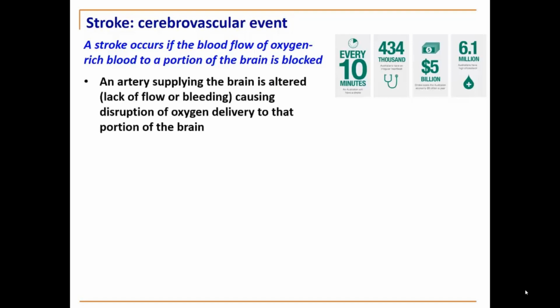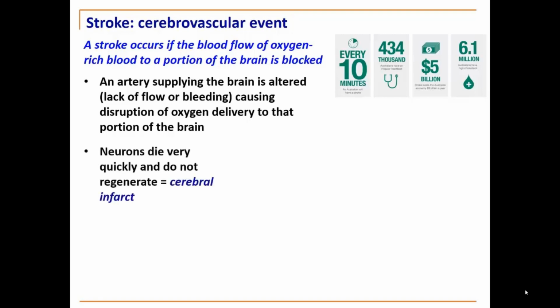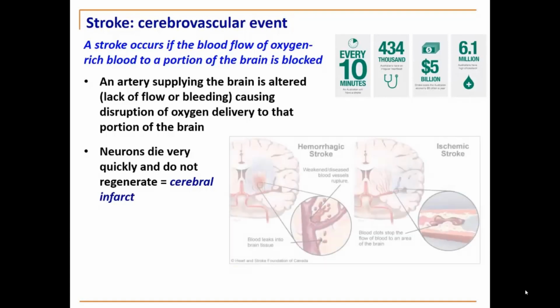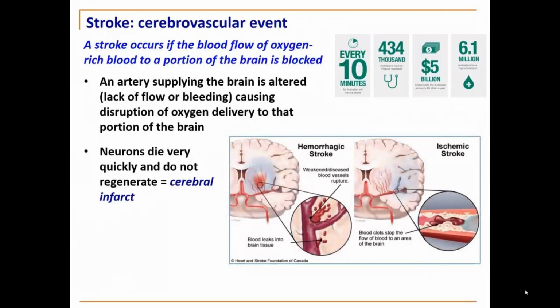So when we're thinking about cerebrovascular events, we're thinking that an artery supplying the brain is altered due to a lack of blood flow to it, through ischemia or through bleeding, so therefore a hemorrhage, causing disruption of oxygen delivery to that portion of the brain. Neurons die very quickly, and they don't regenerate, hence the name cerebral infarct, which, remember, infarct means death. And there are two main types.